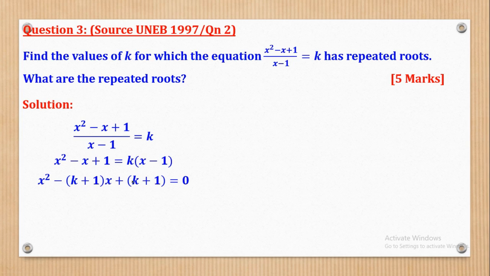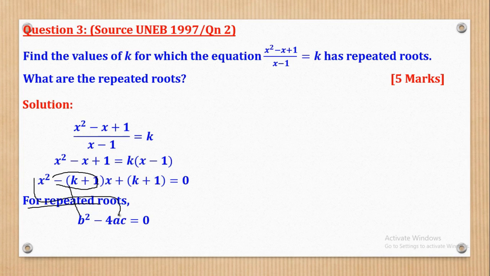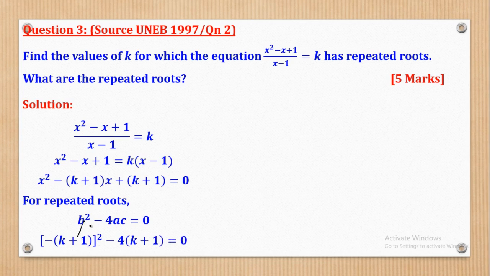Now from here we shall remember that for repeated roots, b squared minus 4ac is equal to 0. So b is negative (k plus 1), a is positive 1, which is the coefficient of x squared, and c is the constant, which is positive k plus 1. So when I substitute for b, which is negative (k plus 1), it has to be squared. A is 1, then c is k plus 1.